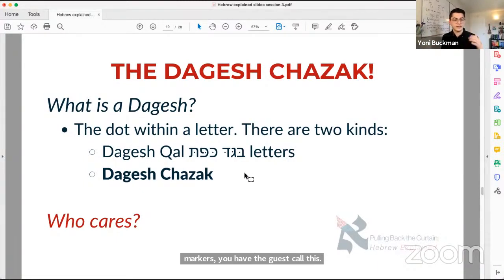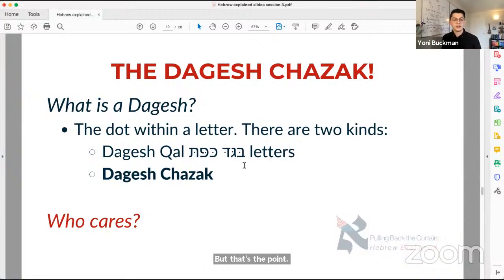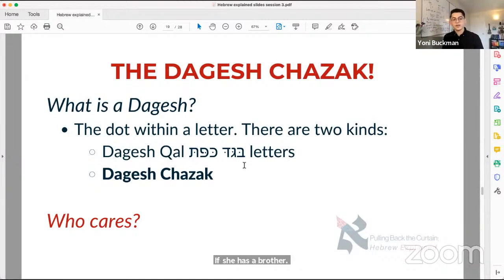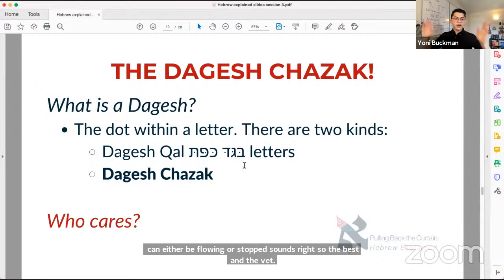That's the dagesh kal. The dagesh kal only exists in these beged kefet letters, the letters that can be either flowing or stopped sounds, right? So the bet and the vet. There you have a dagesh kal. It doesn't change the meaning of a word. It doesn't tell you anything cool. It's just there. It's a simple dagesh, just a dot that tells you the difference between a bet and a vet, or a kaf and a chaf. It is not interesting. It is the unknown sibling of the really famous person.